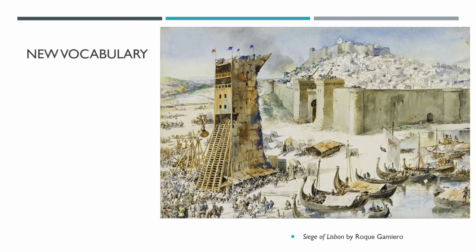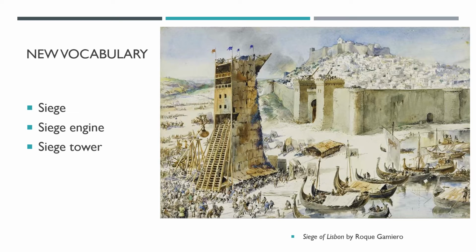So for this week, I found a really beautiful painting by Roque Gamero called The Siege of Lisbon. And this picture actually demonstrates all three of the new words I'm going to introduce to you this week. The first word is a siege. The second word is a siege engine. And the last term we need to be familiar with is a siege tower.